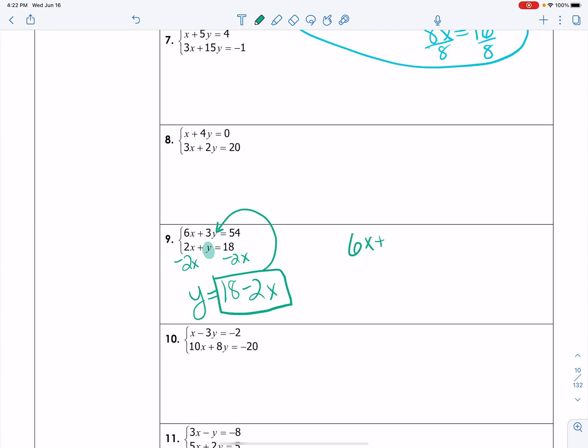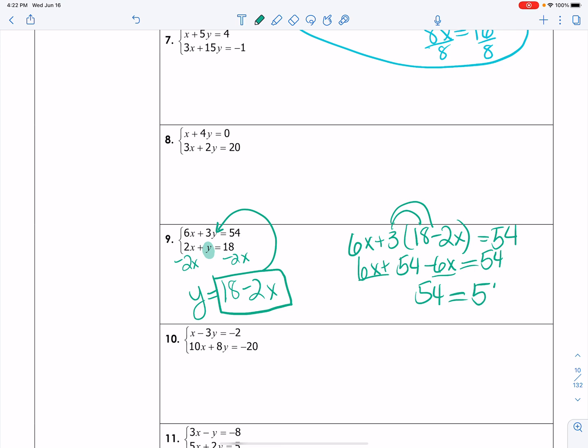And so I have 6x plus 3 times 18 minus 2x equals 54. So then I'd have 6x plus 3 times 18, which is 54, and then minus 6x equals 54. These are on the same side, so you end up with 54 equals 54. This goes back to what we learned in the first unit with equations. If they're the same, then it's all solutions. So if I were to graph them, they would land on top of each other. If that had said 0 equals 54, then it would have been no solutions.